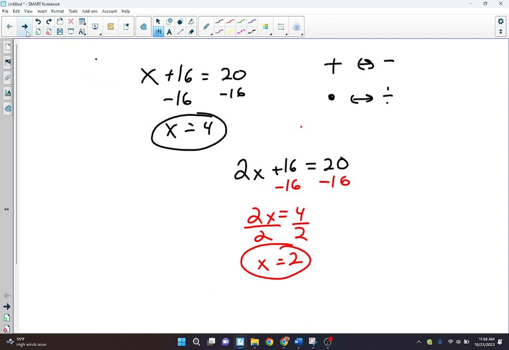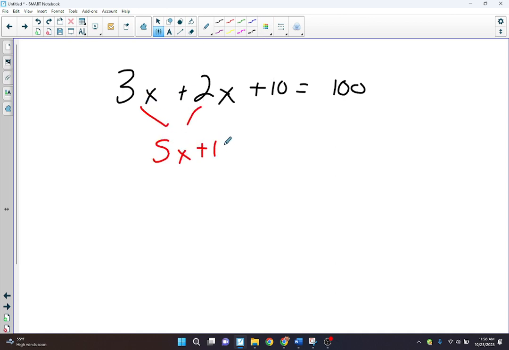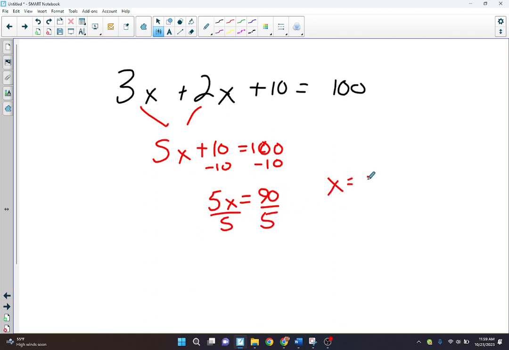So there's one step, two step. Sometimes you need to combine like terms before you do anything. So in this case, combine like terms first. So 5x plus 10 equals 100. Minus 10, minus 10. 5x equals 90. Divided by 5, divided by 5. x equals 18. Okay?